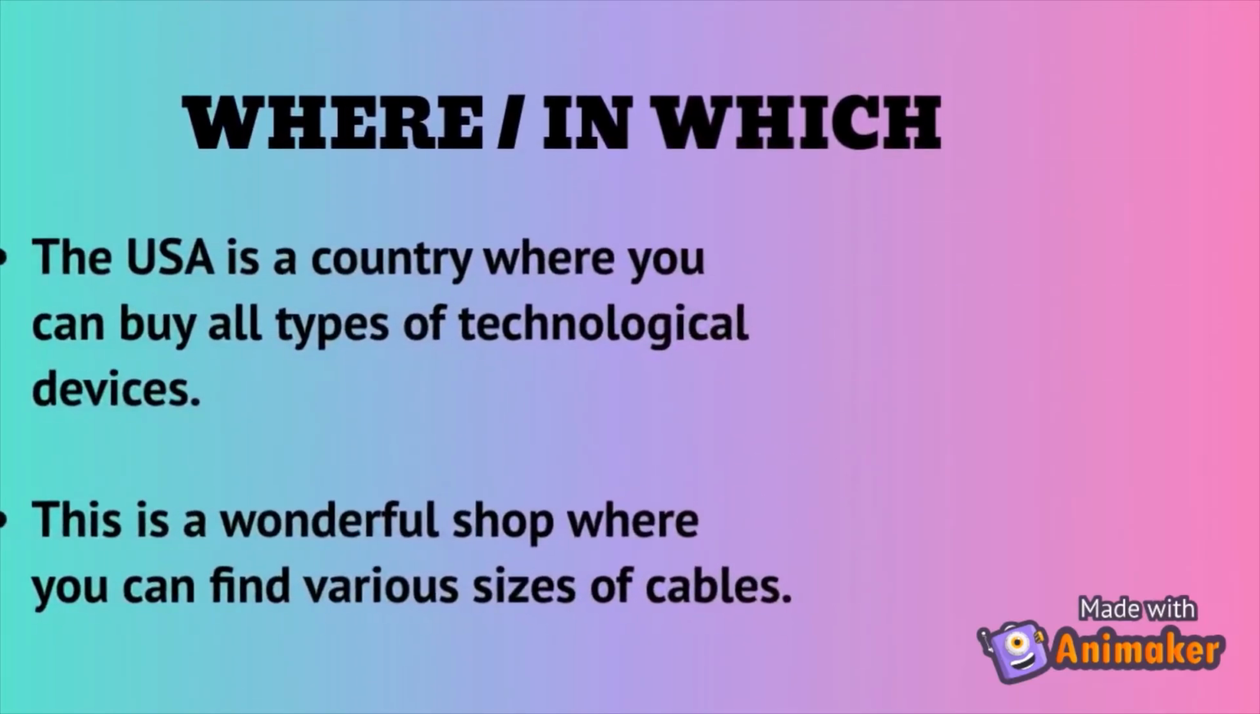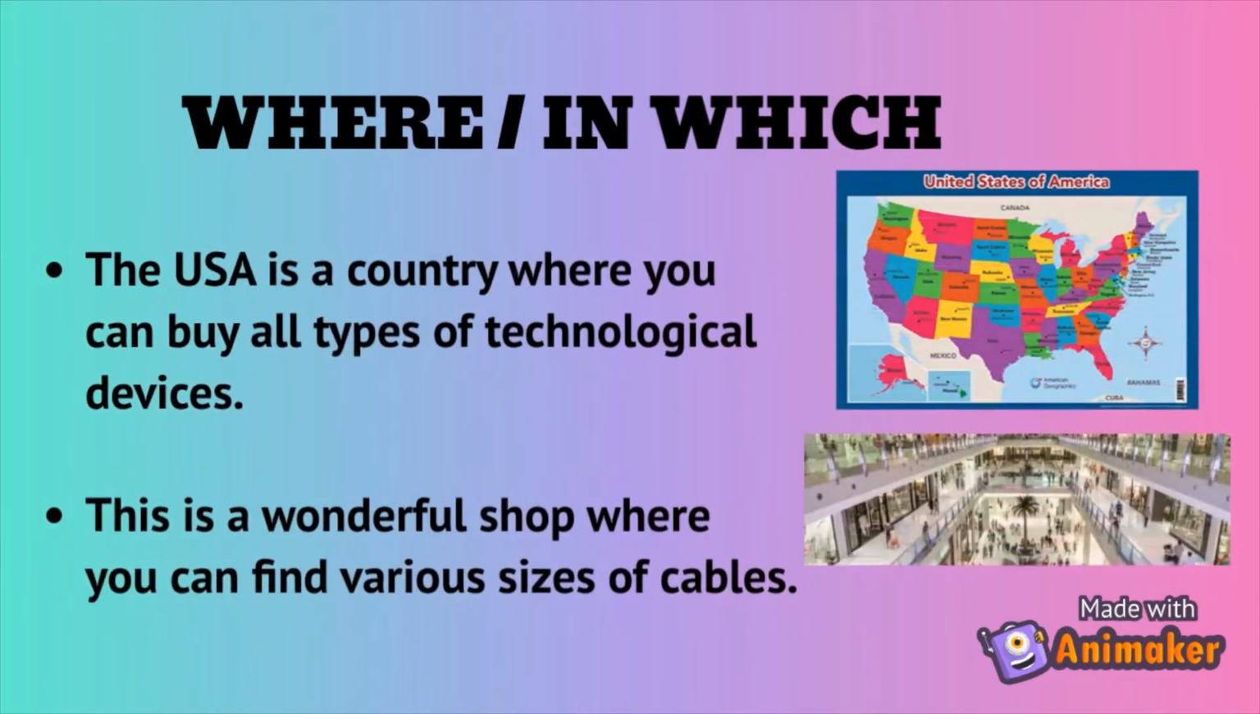We use where with places to make clear which place we are talking about. You should know that in which is equivalent to where. The USA is a country where you can buy all types of technological devices. Where refers to a hidden there at the end of the relative clause. In other words, you can buy all types of technological devices there. We omit there and instead of it, we put where while combining the two sentences.